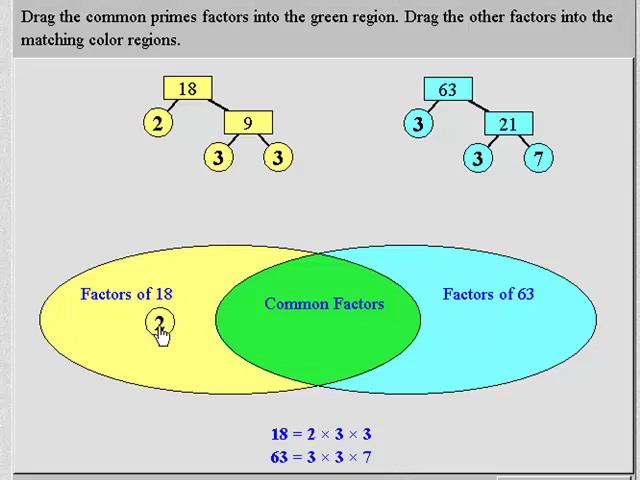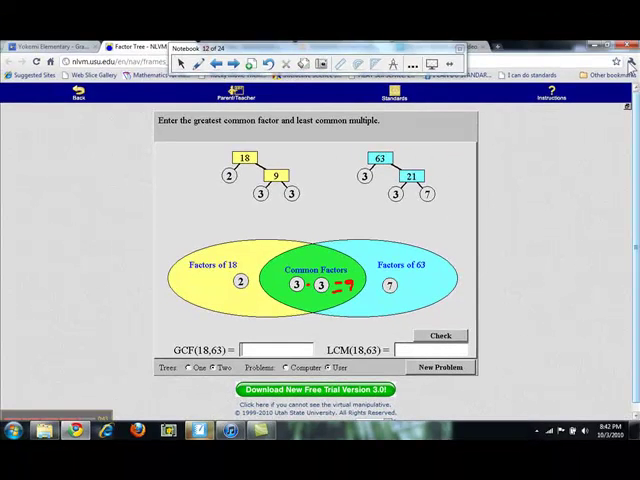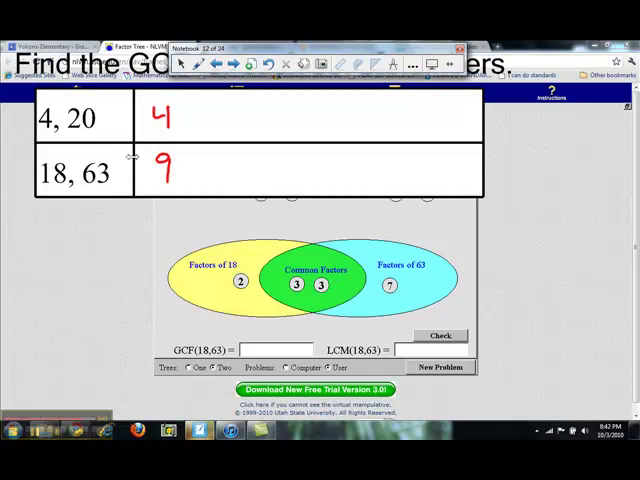Well, there's only a 2 in 18, so that goes in the factors of 18 Venn diagram. But they share factors of 3. In fact, they share 2 factors of 3. Both of these have 2 3's. But 7 is only a factor of 63. So we will multiply our common factors here. 3 times 3 is 9. So our greatest common factor is 9, just like we found back here. The greatest common factor of 18 and 63 is 9.